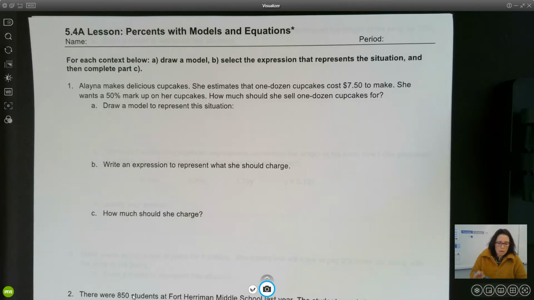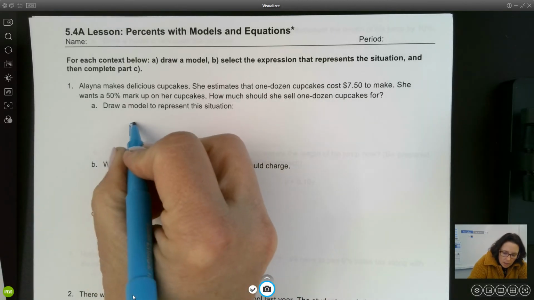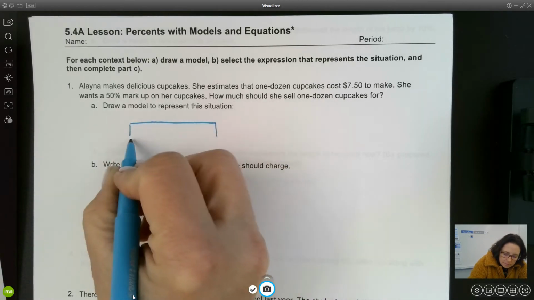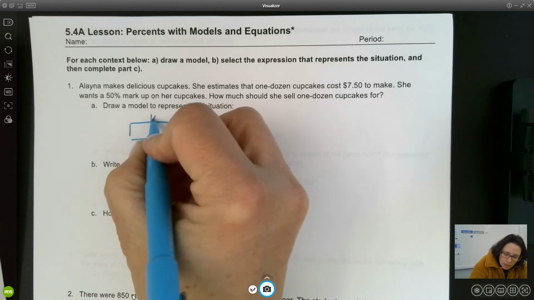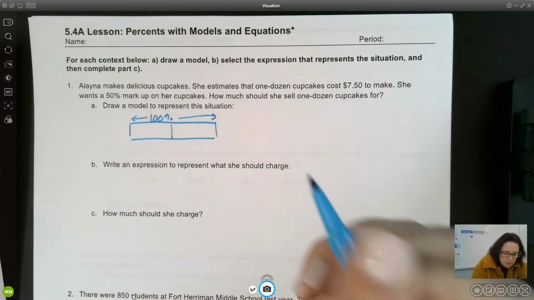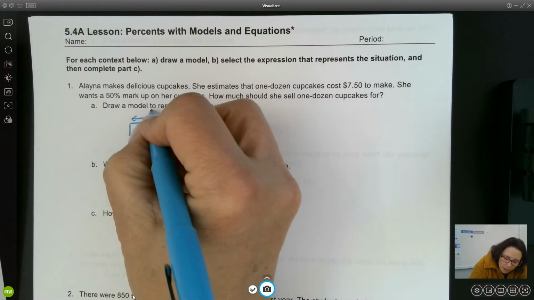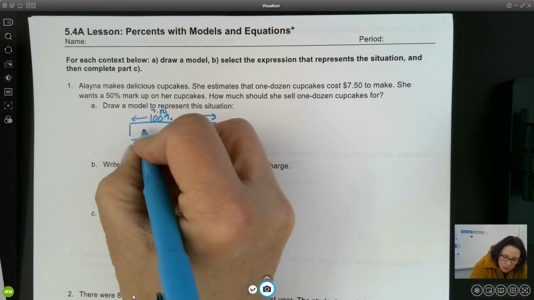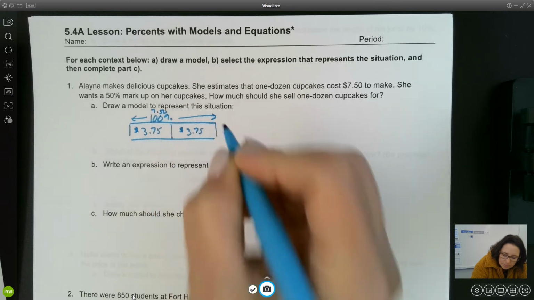Back in Mod 1, if we're talking a 50% markup, this whole thing, 2 boxes, would be 100%. And $7.50 needs to be in this whole thing. So this would be $3.75 in 1 box, and this would be $3.75.